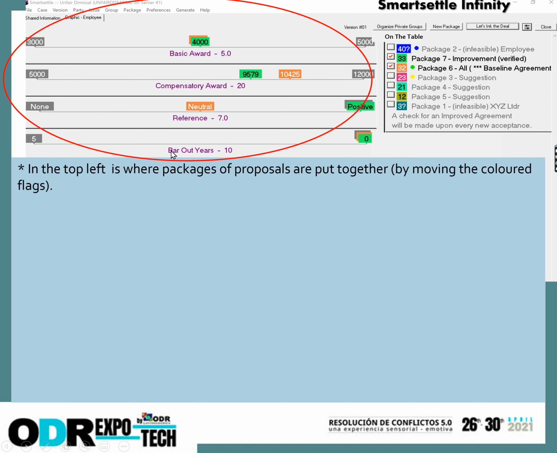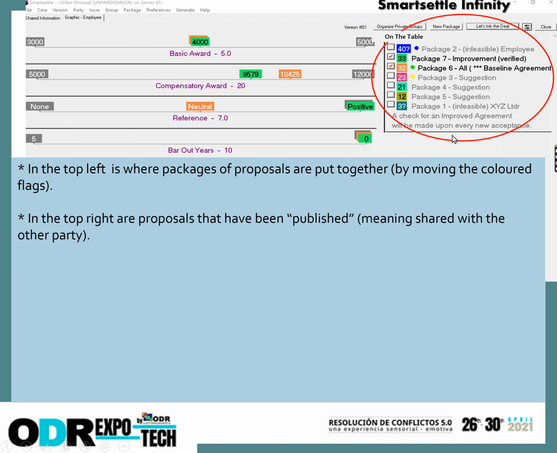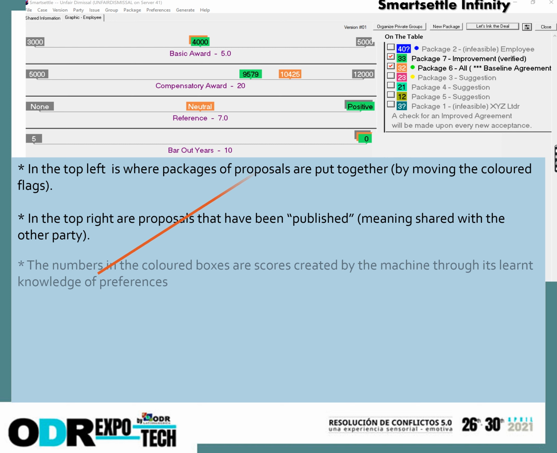So these are all the four issues which are being negotiated, and that's in the top left. In the top right is where various packages of proposals have been put to the other side. You can, in the system, put packages together to see how it looks, but also at any stage share it with the other side. Now the numbers in these coloured boxes represent a score that the machine has allocated based on its understanding. I don't have time to show it right now, but later on I'll explain how you'll be able to find out more information about using Infinity.